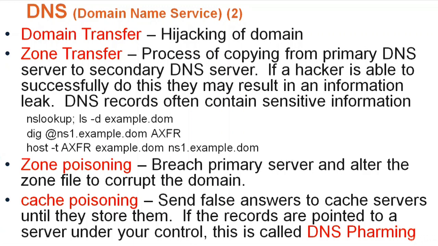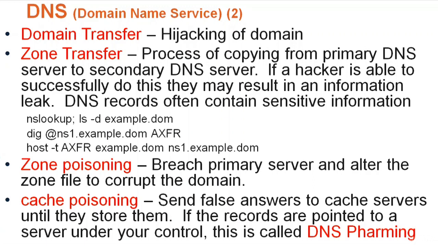Another technique is called zone poisoning. You breach the primary server and alter the zone file to corrupt the domain. The zone information is how they're configured. We'll discuss this in a lab. We'll actually configure a DNS server, a DHCP server, and some other types of servers, so you can get some experience there. But you would breach the primary server and alter the zone files so that it's handing out the wrong DNS, pointing to someone else's web server. So your web server's fine, but your DNS is messed up, so you may not know. That's why it's good to own your DNS and understand what it is.